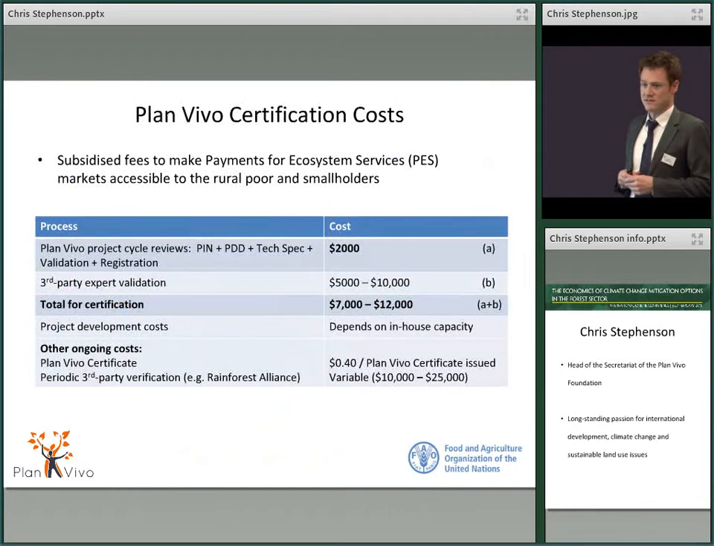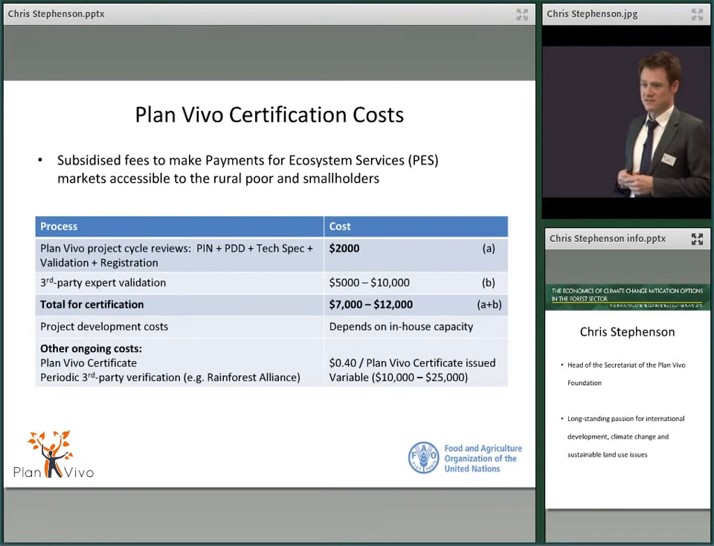So in terms of the certification costs under the standard, as I said, these are kept very low. They're essentially subsidized. So our review costs of PINs, PDDs, the technical specifications, and the validation review would sum to about $2,000. Obviously, there are external costs to these projects, one of which is the third-party validation, which takes place before a project is registered, and that can be anywhere from $5,000 to $10,000.